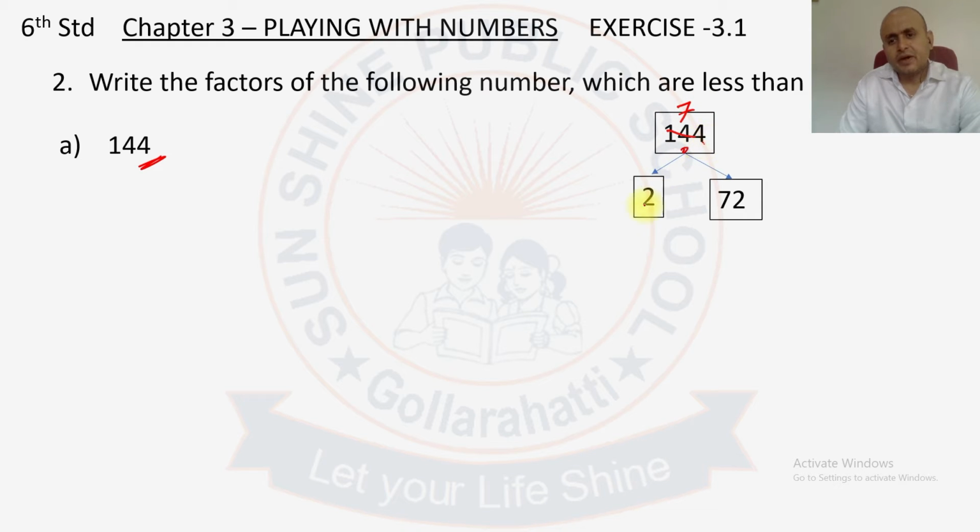So next number is 4. 2 2s are 4. So 2 7 2s are 144, that is what it means. So it is known as 2 into 72 is 144. So now let us divide 72 further. 72 ನ ಇನ್ನ ಡಿವೈಡ್ ಮಾಡ್ತಾ ಹೋಗೋಣ.